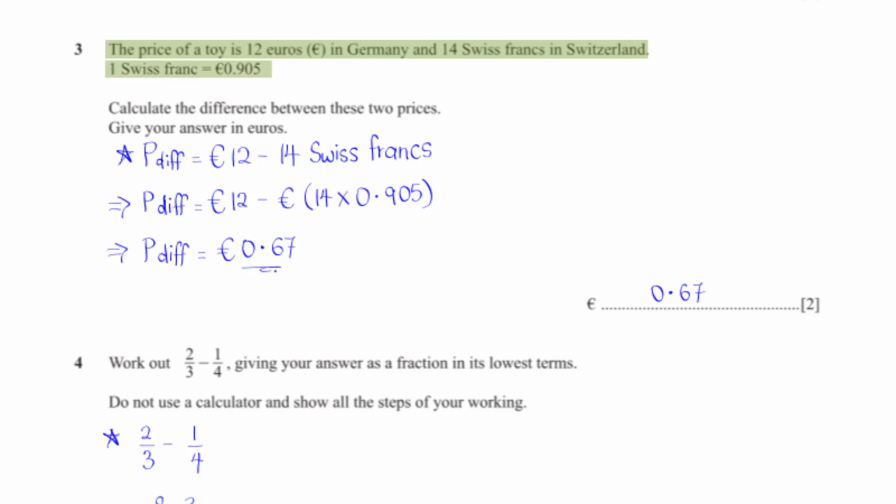The price of a toy is 12 euros in Germany and 14 Swiss francs in Switzerland. 1 Swiss franc is equal to 0.905 euros. Calculate the difference between these two prices. Give your answer in euros.